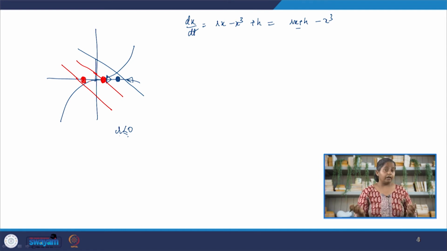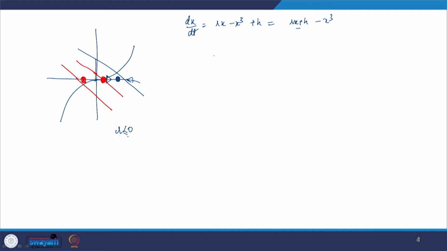Now let's look at what happens when r is equal to 0. So the slope is 0. So we have a horizontal line.